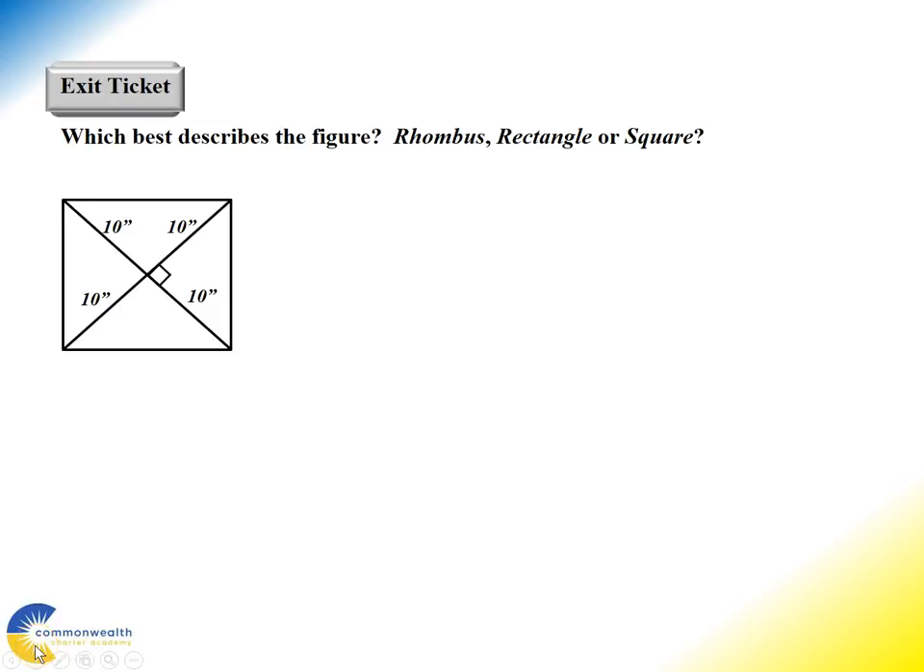So for this exit ticket, you're asked the question, which best describes the figure? Is it a rhombus, a rectangle, or a square? Now, again, as mentioned in several instances in the last two lessons, questions like this are not processes of elimination. You're not going to state, well, since it's not a rectangle or a square, it's a rhombus, or since I can show it's not a square and not a rhombus, it's a rectangle. No. I mean, you could use that to eliminate possibilities, but neither is a possible answer.